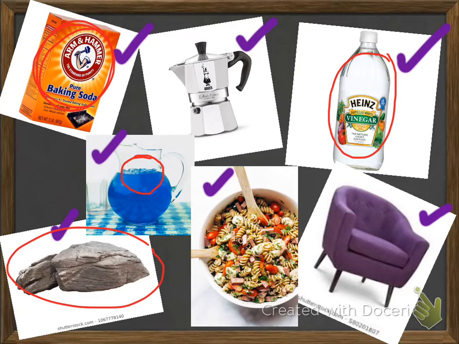This rock is probably a heterogeneous mixture. Very often within a rock we'll find crystals or other minerals that have accumulated, and they're not all evenly distributed. That means that the composition of the material is not the same throughout. What other mixture in this little assemblage here do you think would be heterogeneous? I'll give you my guess.